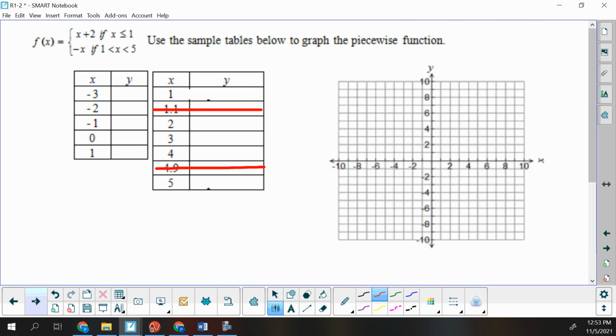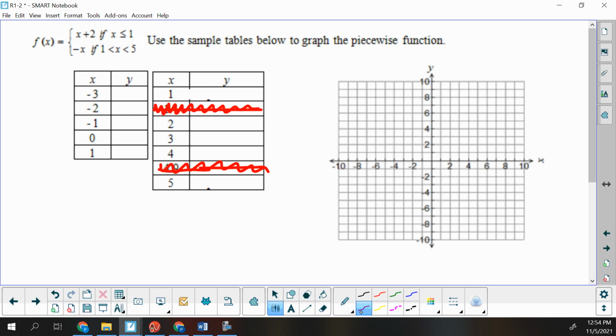All right, now we're going to look at graphing some piecewise functions. In the tables there, first thing I want you to do is cross out that 1.1 and that 4.9. Just cross out those rows. We're not going to have them. So we've got a piecewise function here. Based on the warm-up, we know we should use the top one when x's are less than or equal to 1. We should use the bottom one when x is between 1 and 5.